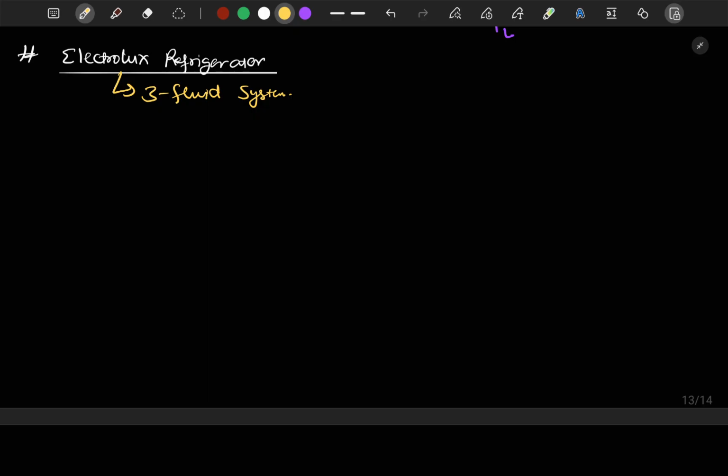Now this is a three fluid system. Similar to VRS, two fluids will act as the refrigerant and the absorber. What will the third fluid do? It will generally remain in the evaporator, and it will reduce the partial pressure of the refrigerant such that it will evaporate at a low pressure and at a low temperature.